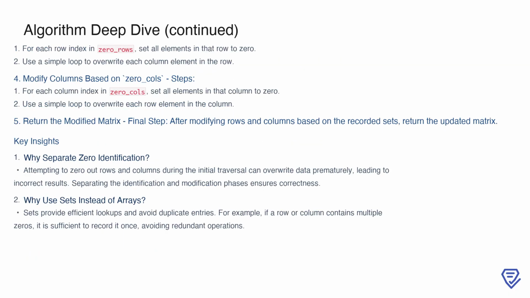After identifying the rows and columns to be modified, the next steps involve using the sets to zero out the appropriate rows and columns. For rows, we iterate through each index stored in the zero_rows set and set all elements in those rows to zero. This is done with a straightforward loop that overwrites each element in the row.